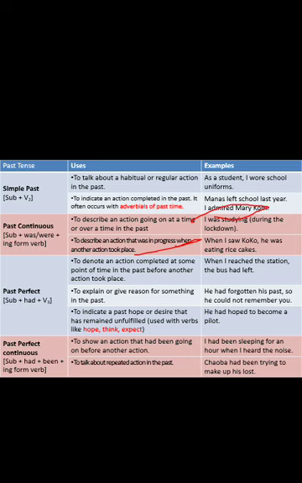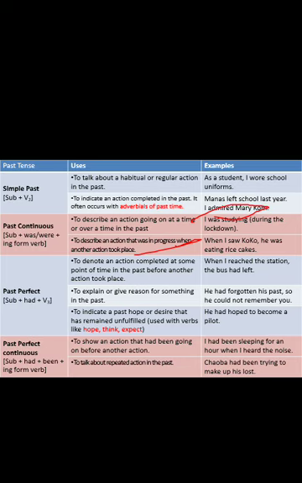Now let's discuss past perfect. Perfect forms usually denote a completed action. So it is the same for past perfect. Past perfect is used to denote an action completed at some point of time in the past.